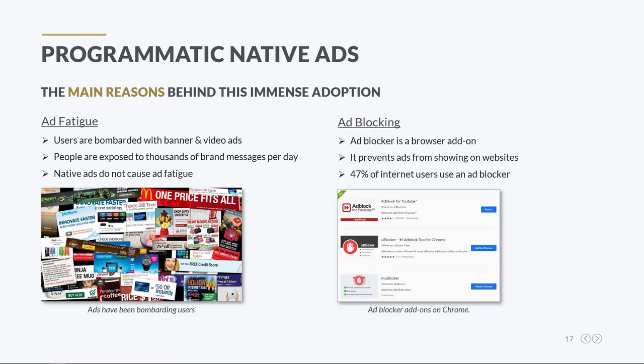Another important reason behind this massive adoption is the fact that there is an increasing number of people who got fed up with seeing so many online ads, and decided to use an ad blocker on their browser that prevents ads from showing on publisher websites. An ad blocker is basically a browser add-on. It can be installed in browsers like Chrome, Firefox, Safari, Opera, and Internet Explorer. In this image, we see some ad blocker add-ons available for Chrome.